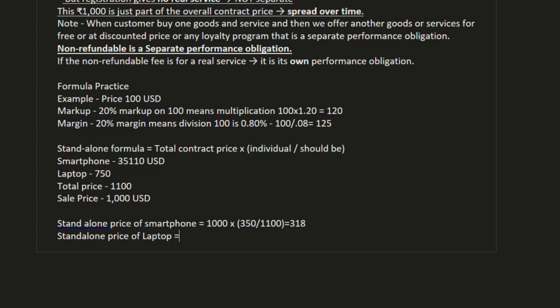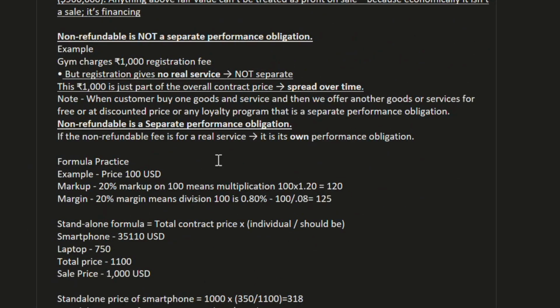Laptop: we can do 1000 multiplied by the laptop price of 750, divided by 1100. So 682 rounded off will be the standalone price of the laptop. That's how we can calculate the standalone price of each product. Thank you for this video. In the next video, we will study a different topic.